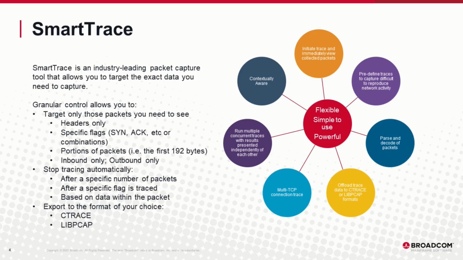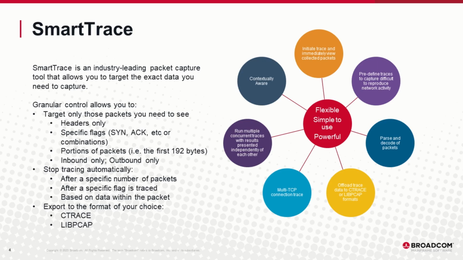SmartTrace allows you to limit packet capture to headers only, capture packets with specific flags or other attributes, truncate packets to only the relevant sections, and capture only inbound traffic, only outbound traffic, or only traffic to or from a particular network or a particular port. SmartTrace also allows you to stop tracing automatically using a variety of criteria. You can stop after a specific number of packets has been captured, after a specific flag is traced, or based on the data within the packet. For example, stop when an SSL handshake failure is encountered.